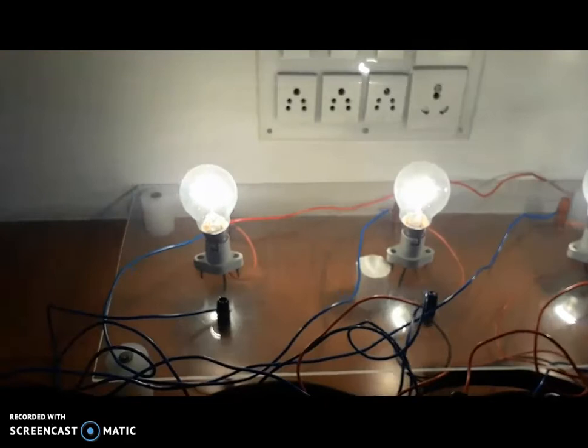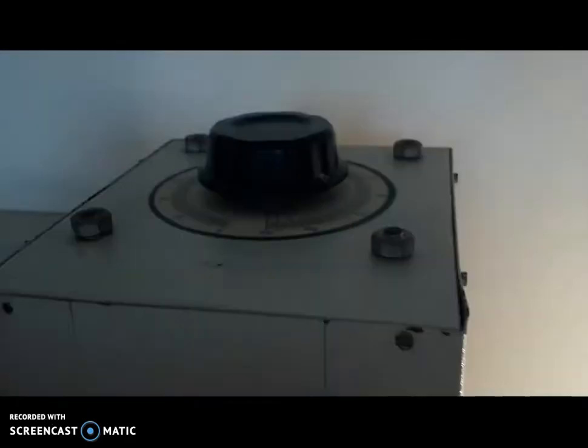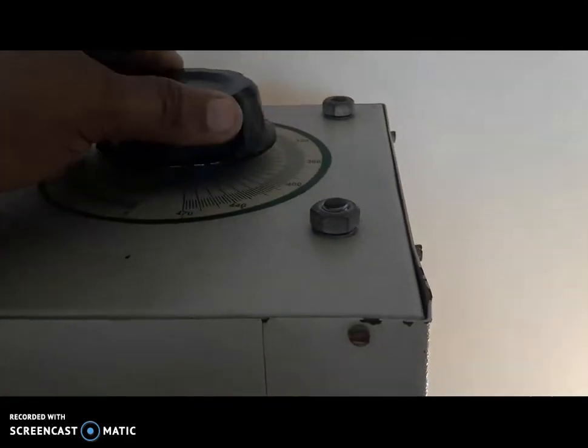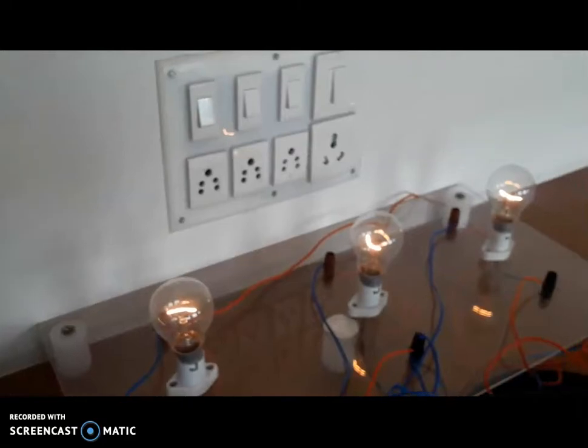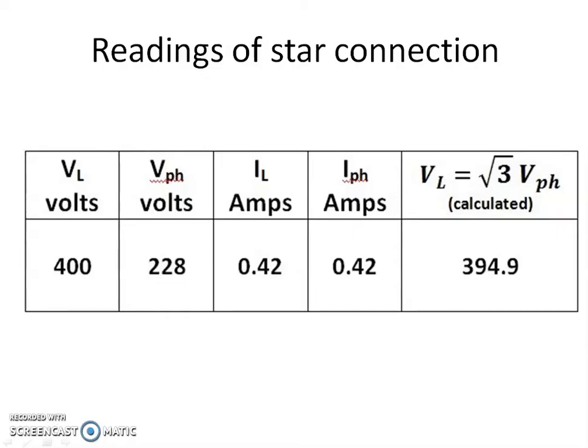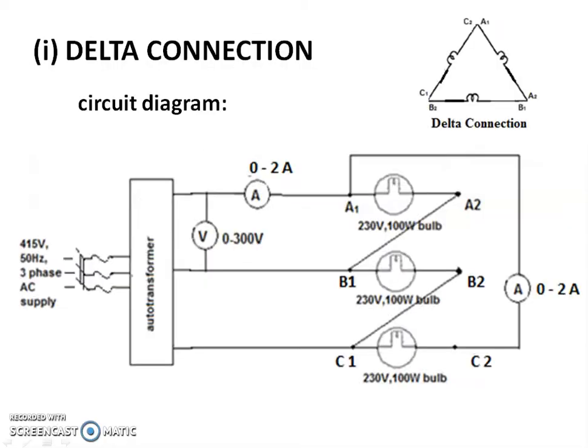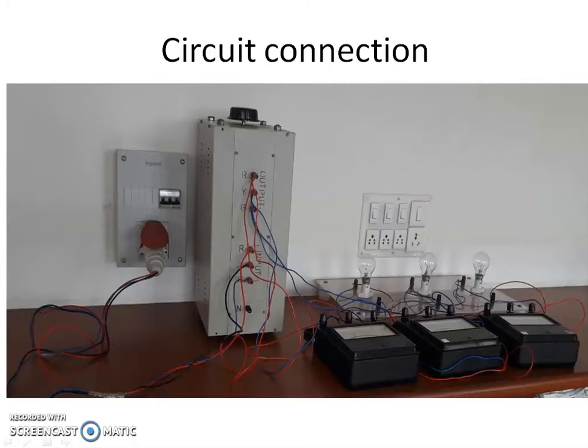After taking the reading, auto transformer is brought back to its initial zero output position and power supply is switched off. Readings are tabulated. Next we see delta connection. Circuit diagram is shown. Connections are made.